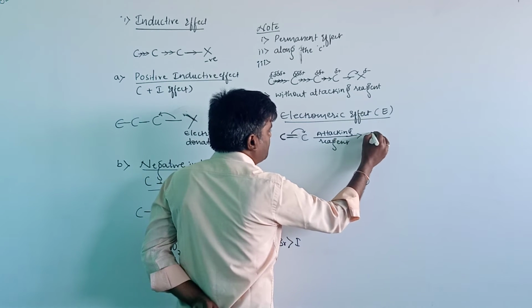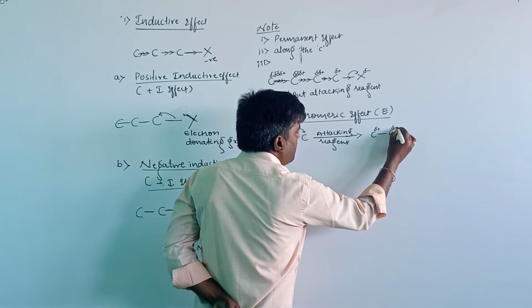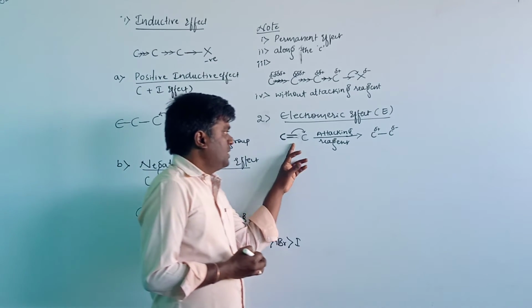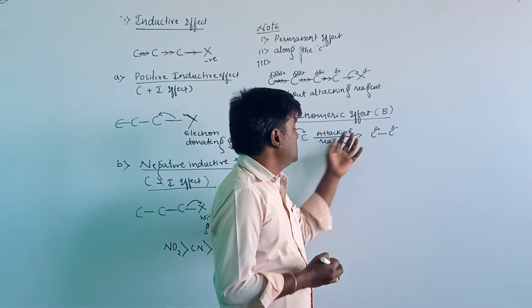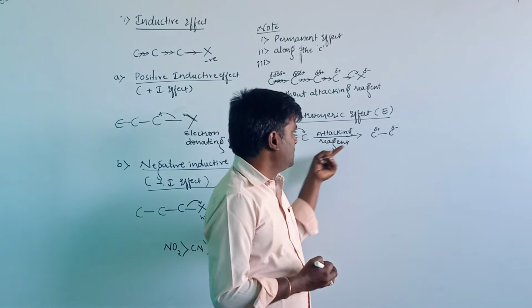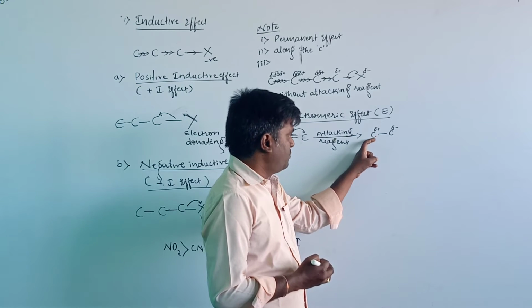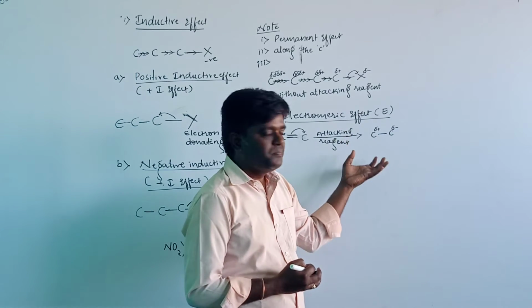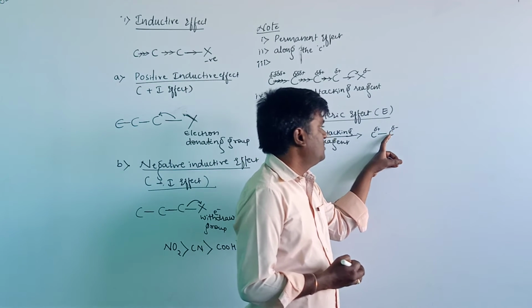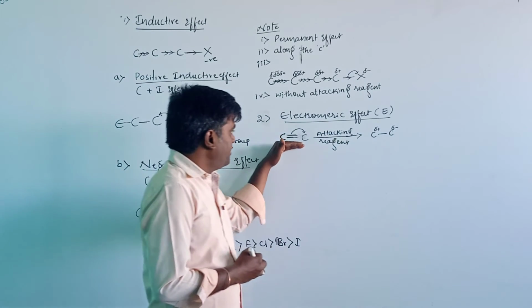Then it will produce polarity, that is, this carbon will get the partial positive charge and this carbon will get the partial negative charge. This displacement of electrons takes place due to the presence of an attacking reagent, which produces the polarity. The partial positive charge is present on this carbon atom and the partial negative charge is present on this carbon atom. Then here we can state the definition.